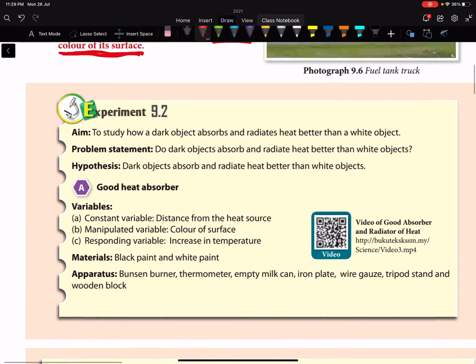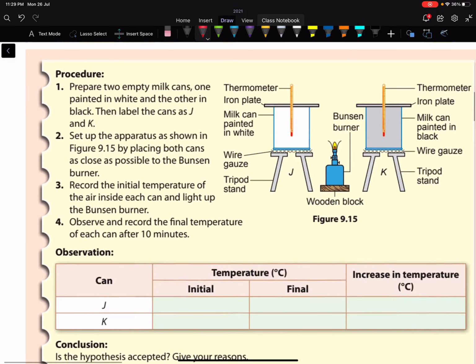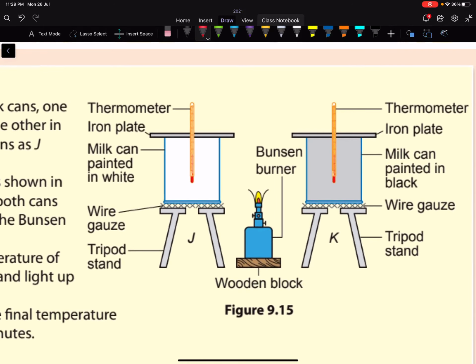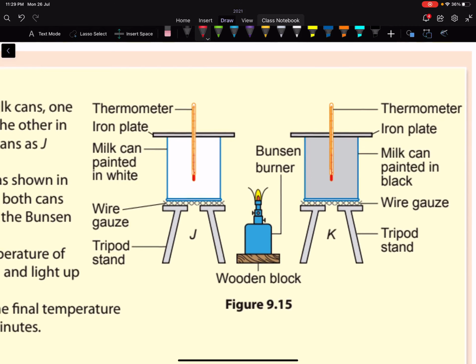If we conduct this experiment, which aims to see how a dark object absorbs and radiates heat better than a white object. Alright, so if we take this setup over here, we have basically two cans placed next to a source of heat. Alright, and one is a milk can painted in white and another one is painted in black. So what do you think? Which one will get hotter?